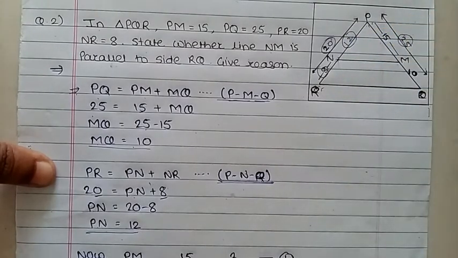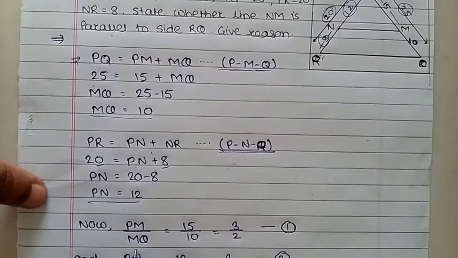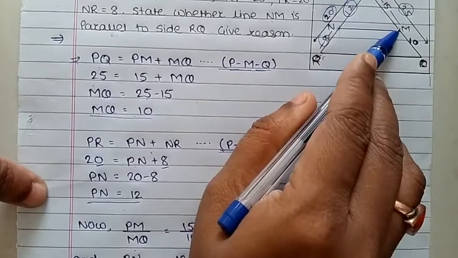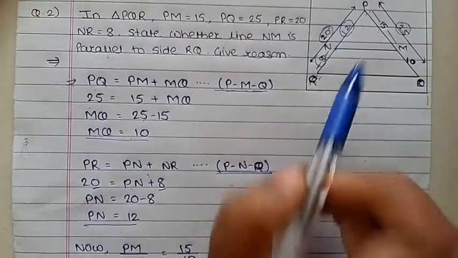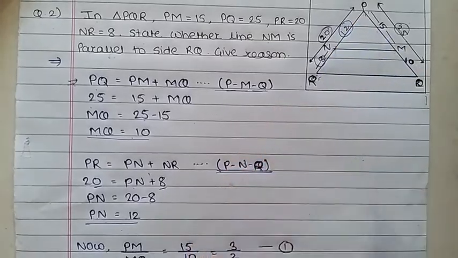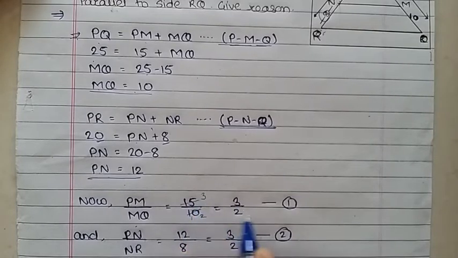Clear? So now PM upon MQ is equal to 15 upon 10. Five twos are 10, five threes are 15. Therefore it is 3 upon 2. And this is your equation number 1.